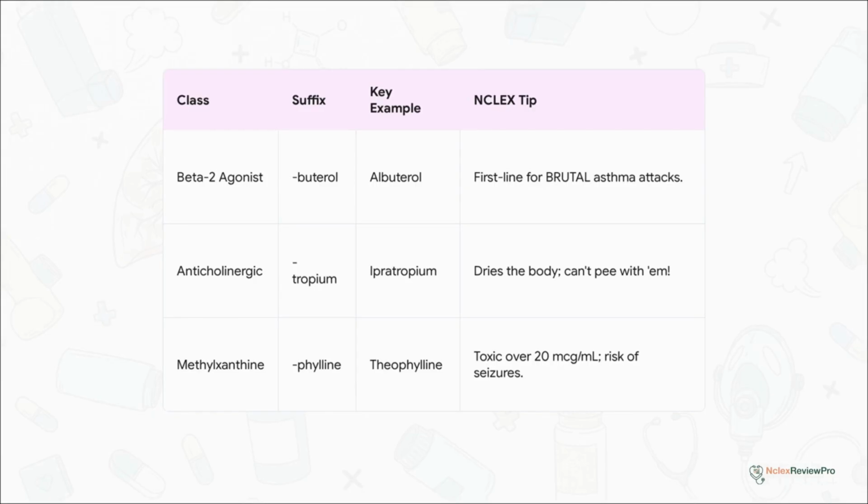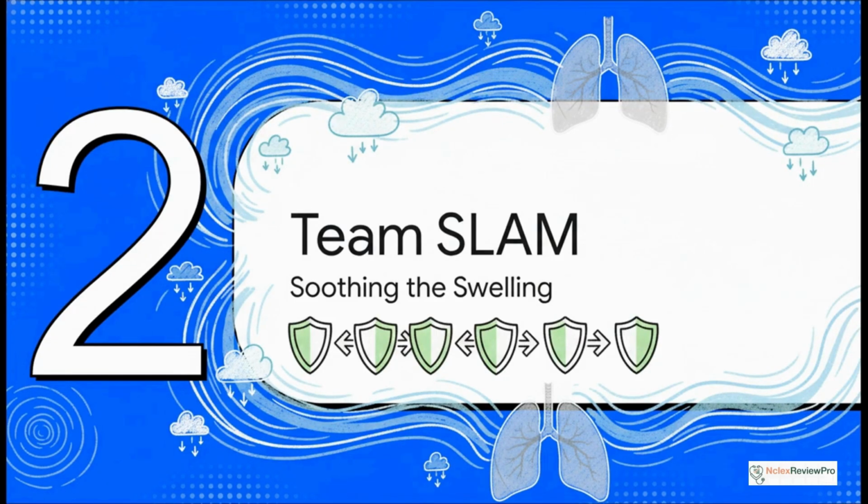The safe range is tiny, just 10 to 20. If that level gets over 20, it becomes toxic, and we're talking about major, life-threatening seizures. So dangerous. All right, Team BAM handles the immediate crisis.